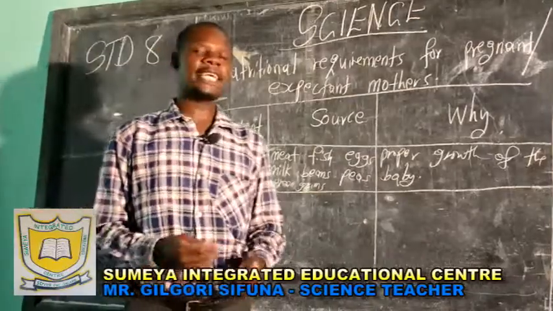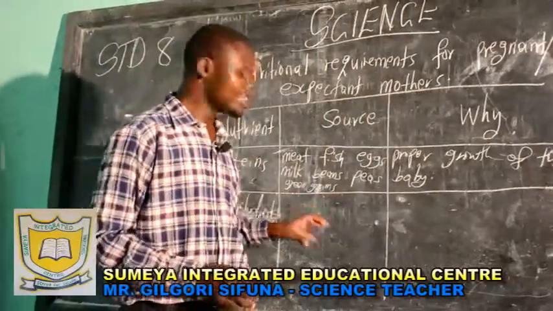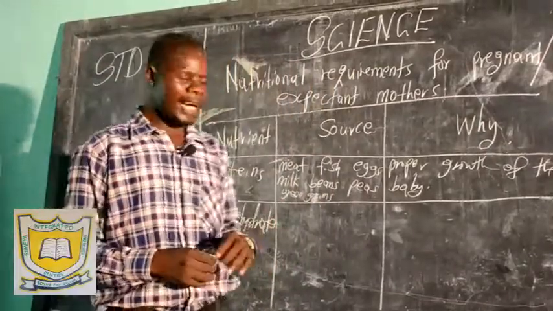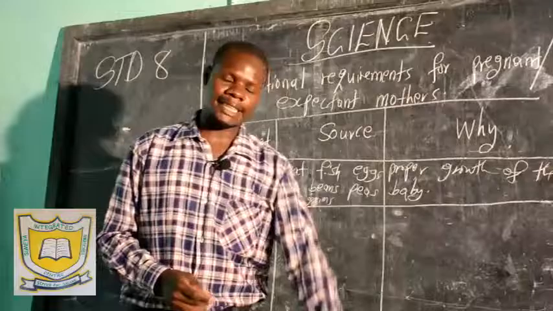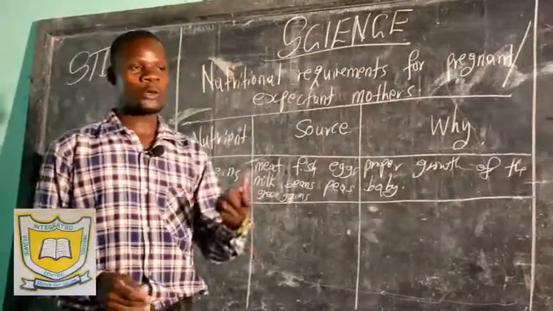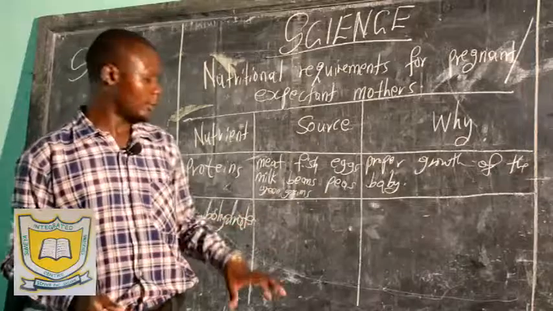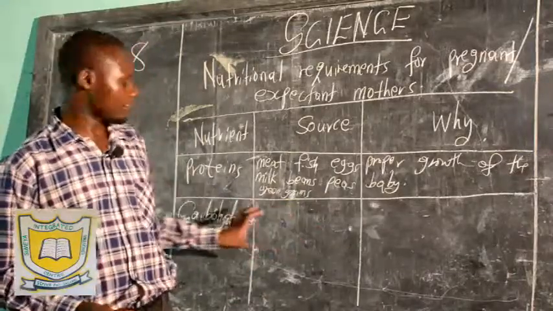Carbohydrates are energy-giving foods that provide energy to the mother. Now, what are some of the sources of carbohydrates? I told you to go through your class 4 types of foods. If you have gone through class 4, now you will have to narrate all the sources of carbohydrates.